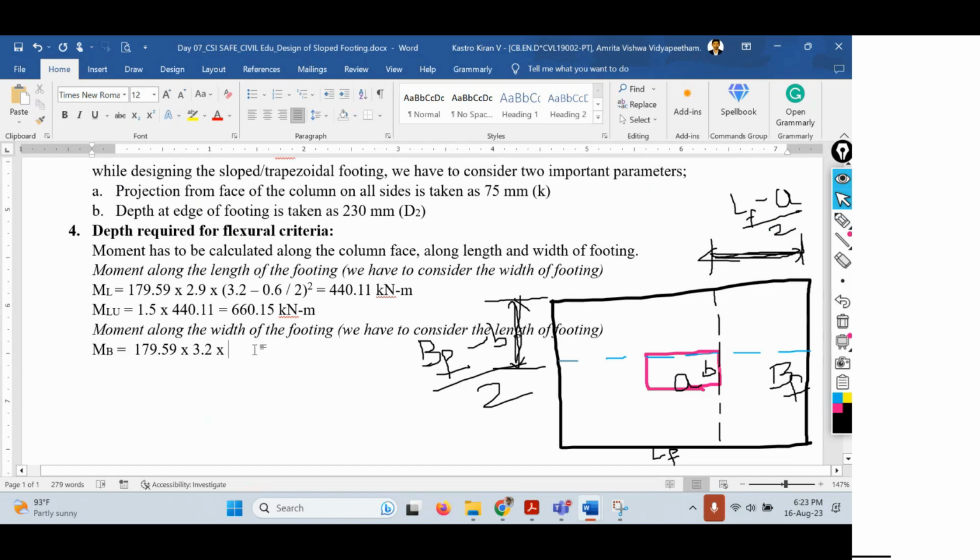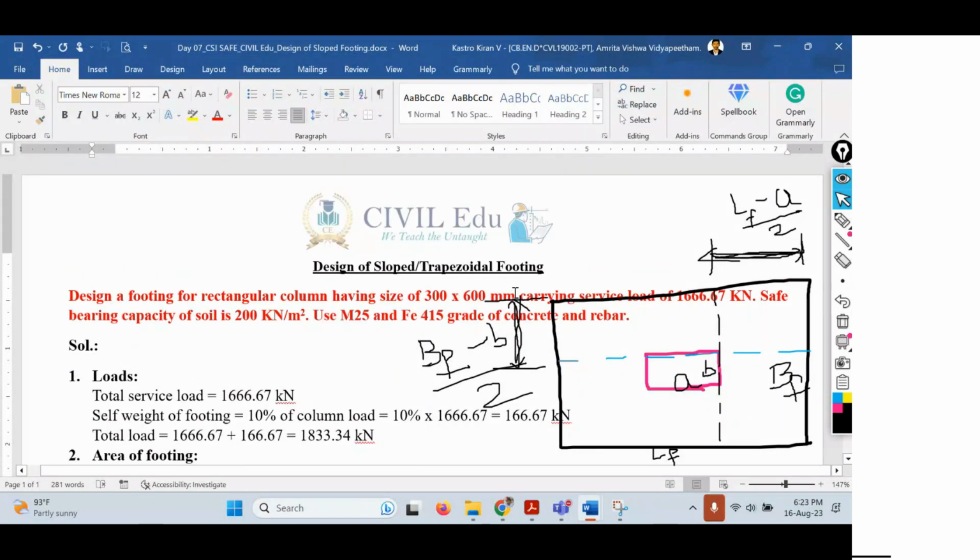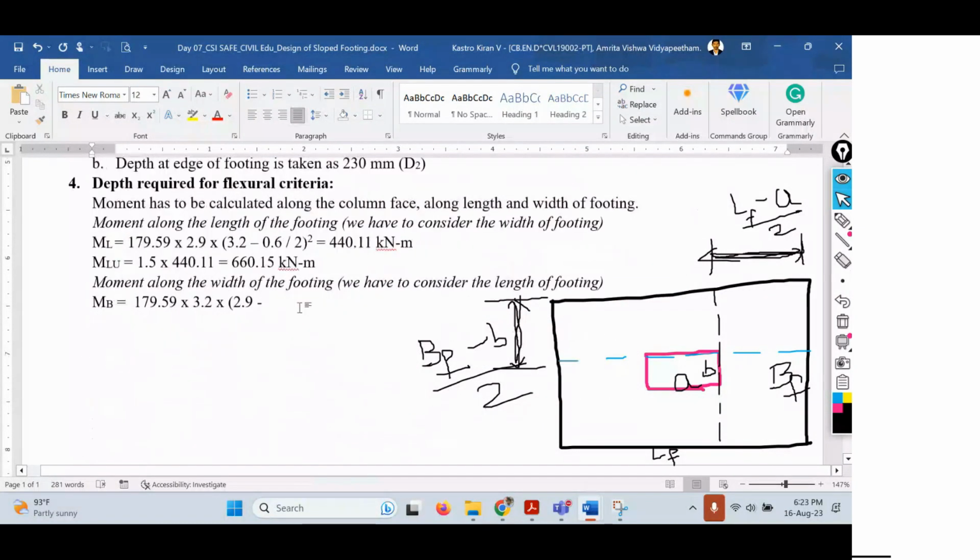What is BF? BF is the width of the footing. So what is the width of the footing? The width of the footing is 2.9 minus, what is this side of the column? It is something like 300 mm, so 0.3, divided by 2, whole square. From this, we can get the moment along width value. Therefore, the moment along width equals 485.61 kilonewton meter.